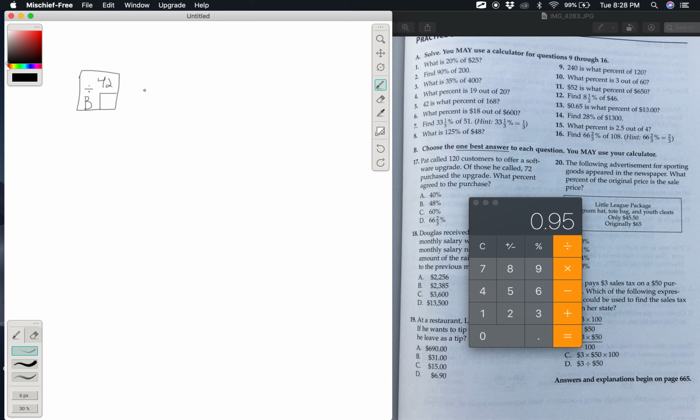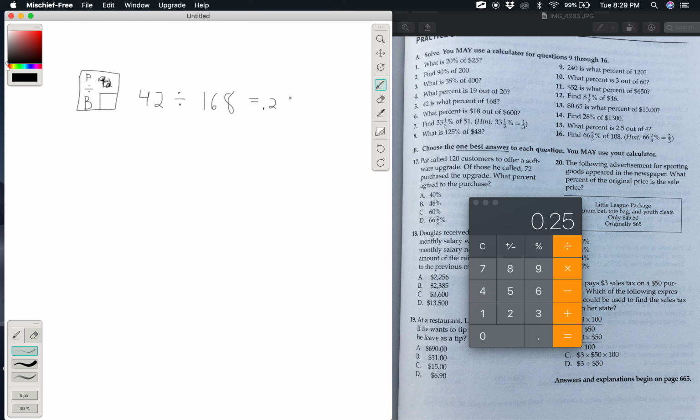Oh, sorry, I should have put part right here. In fact, I will. I'll just go part. So the part, which is 42, divided by 168. 42 divided by 168 equals 0.25.